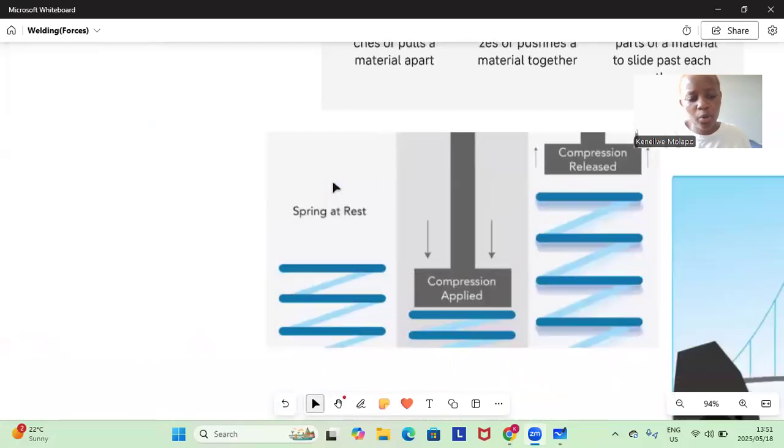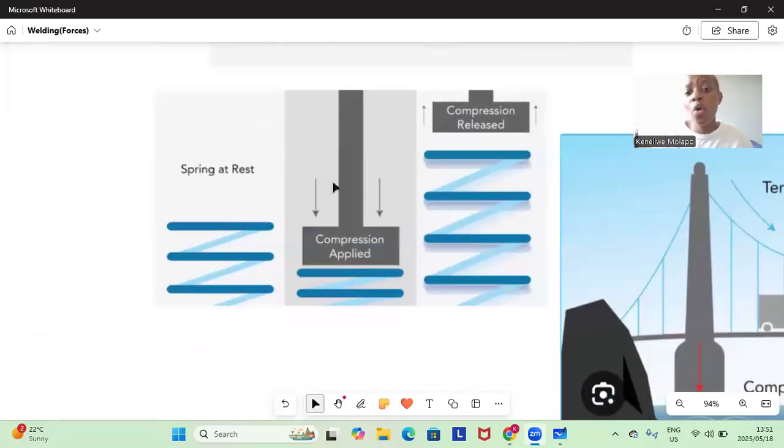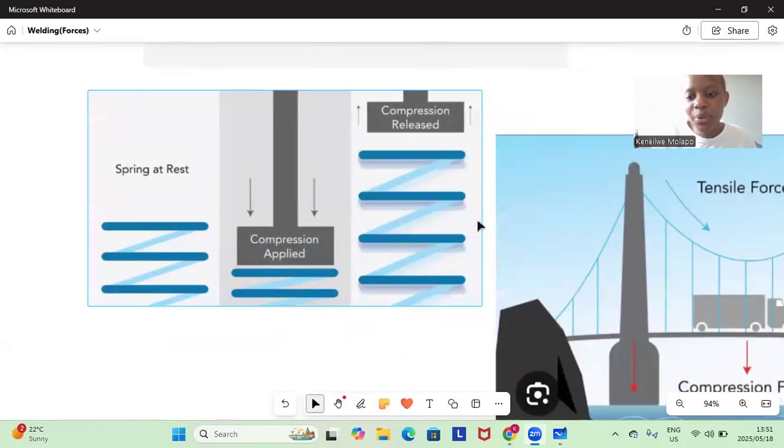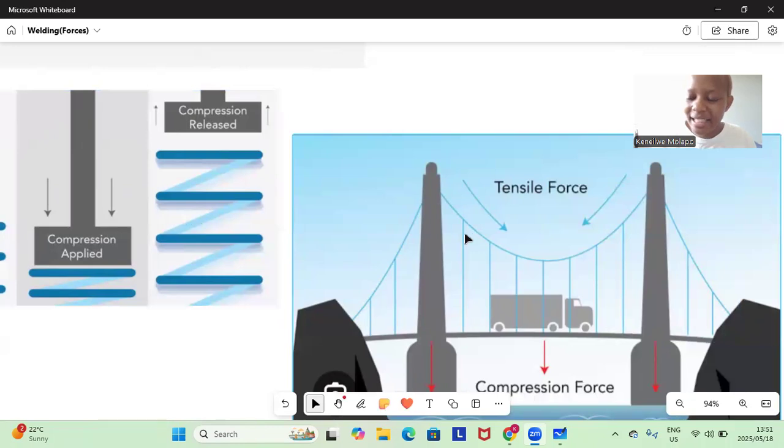So I think now you have understood the difference between a pulling force and a compressive force. A pulling force is like a pull. Compressive force is when you apply a pushing force. When you push a spring, you apply that force. Those are the things that you have to know.